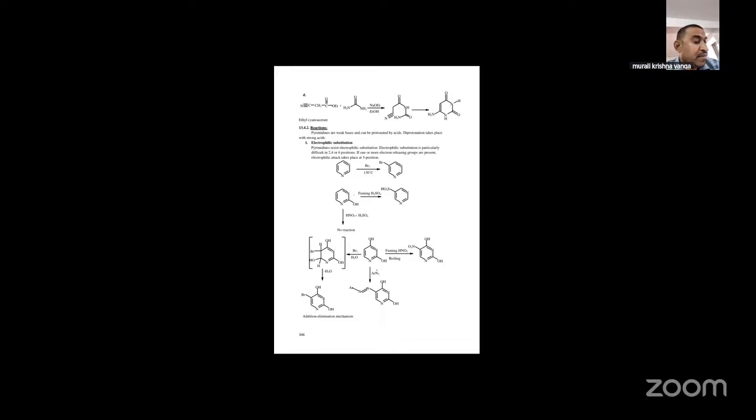Reactions. Pyrimidines are weak bases, protonation can be promoted by acids. Diprotonation takes place with strong acids. Bromination, an electrophilic substitution reaction, takes place at the C5 position. Sulfonation takes place at the fifth position. Nitration is not observed. Nucleophilic displacement: a halogen atom at the 2, 4, 6 positions is displaced by the nucleophile. The halogen at the fourth position is more reactive than at the second position, then the sixth position.